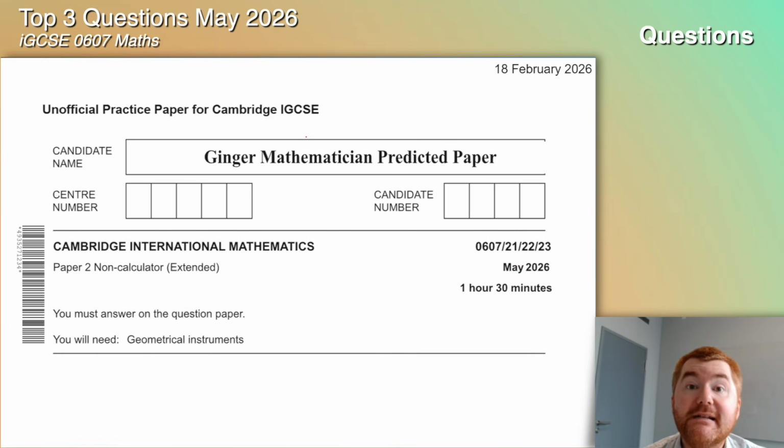Right, let's get started. Okay, so this is my predicted paper. We're going to be looking at paper 2, the non-calculator. I know the fear comes into students' minds when they look at a non-calculator paper. It's like, I have to do those fractions myself. So I'm going to go through these three questions. Again, if you're interested in the predicted paper pack, I will talk about it at the end of the video.